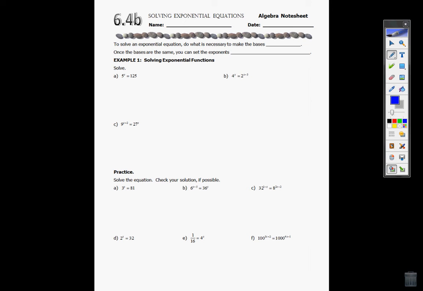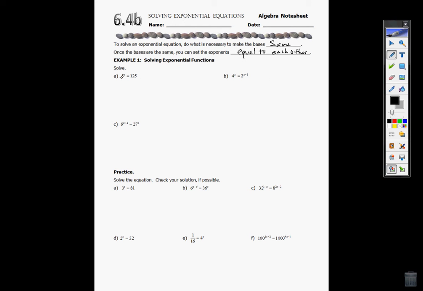So what we need to do first is, to solve exponential equations, do what is necessary to make the bases similar. We want the bases to be the same. Right? And we'll see that as we go through some examples. Once the bases are the same, you can set the exponents equal to each other. Alright, so let's see how that works.